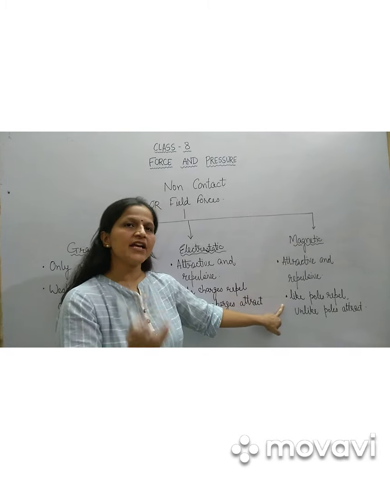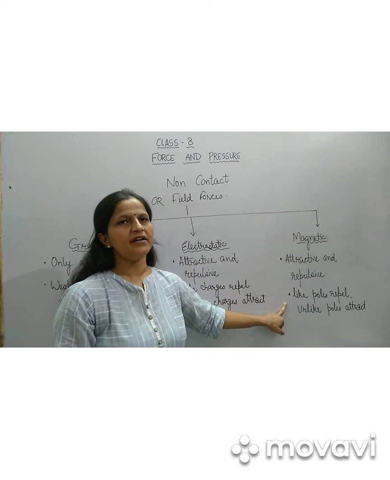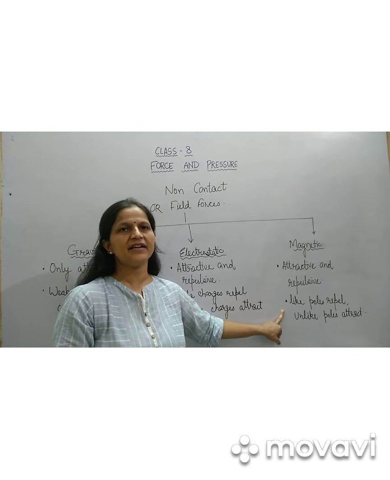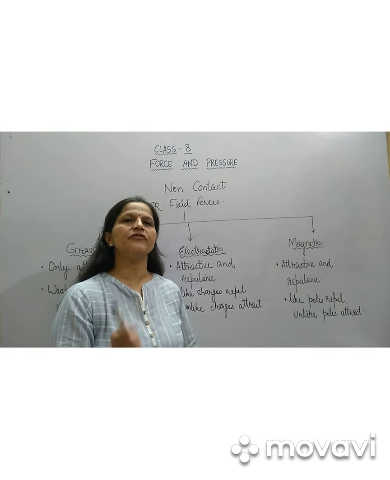And here also, like poles repel each other, and unlike poles attract each other. For example, north pole and south pole will attract each other, and north pole and north pole will repel each other.